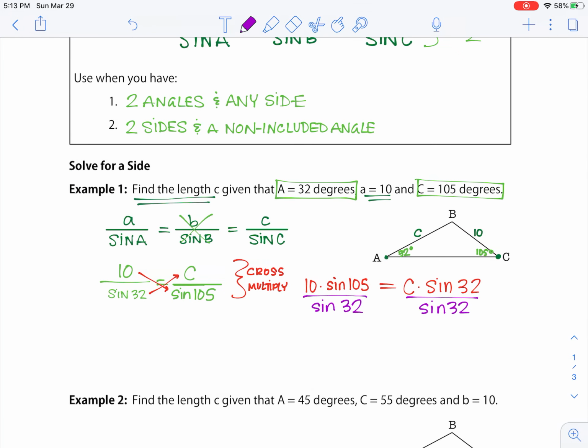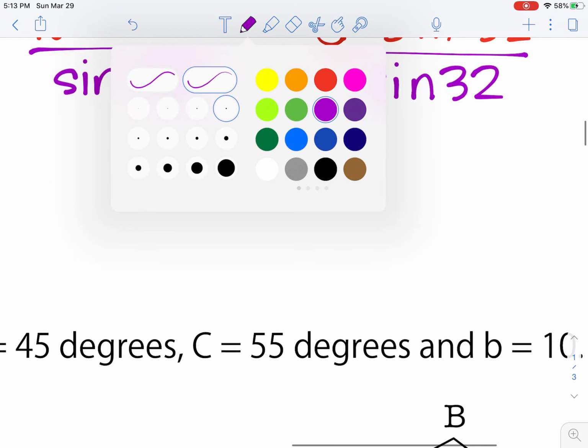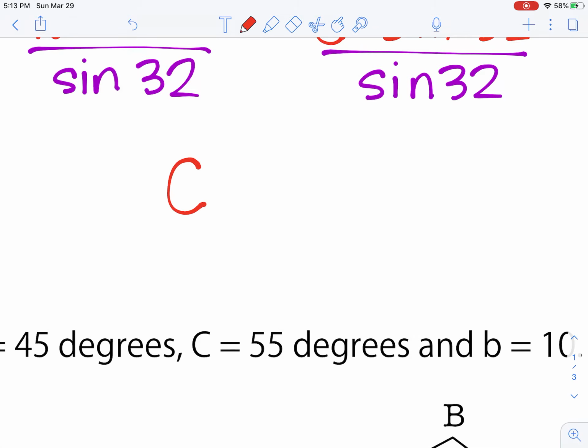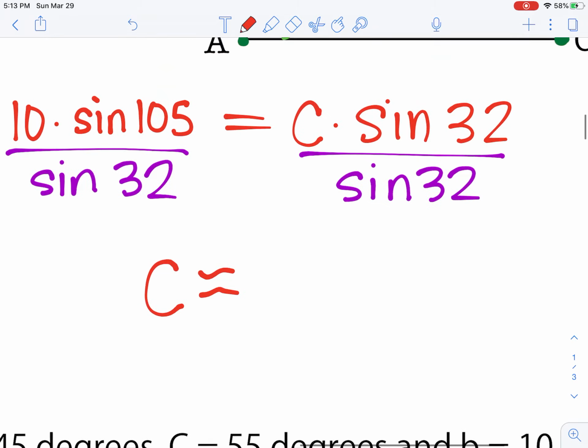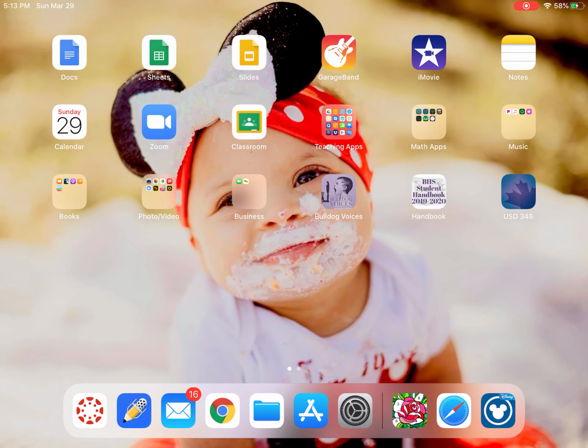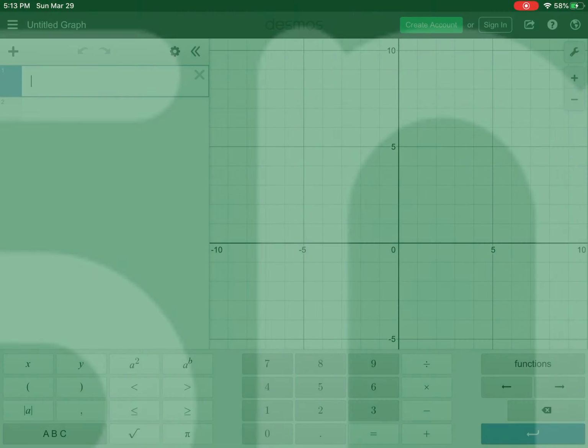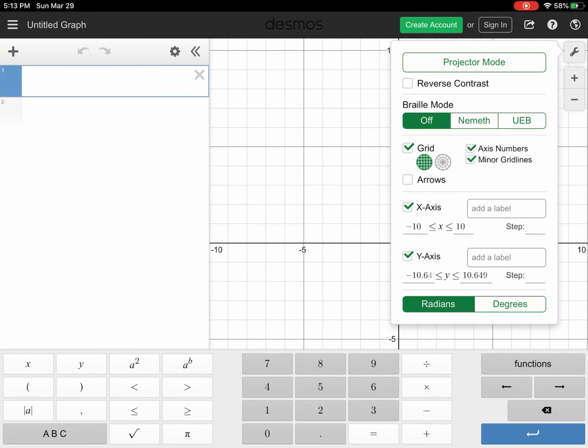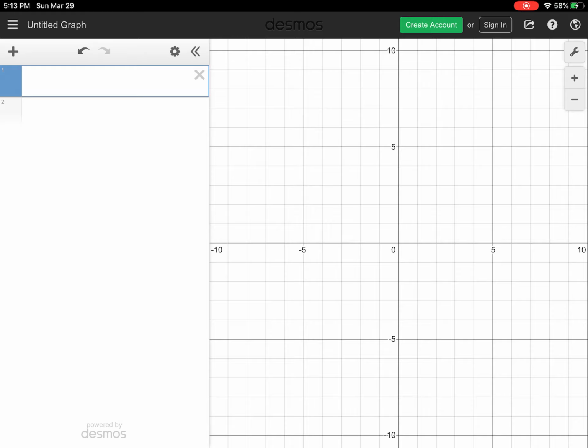And now we just need to know what 10 times the sine of 105 divided by the sine of 32 is. And just like we've been doing before, we'll round to the nearest hundredth. Depending on what calculator you're using, remember if you're using Desmos, make sure you're in degrees. So if we go over here to the tools, we want to make sure it's degrees. I'm not sure if it changes back to radians every time you exit, so it's not a bad thing to check if you haven't been using it recently. So we are in degrees.